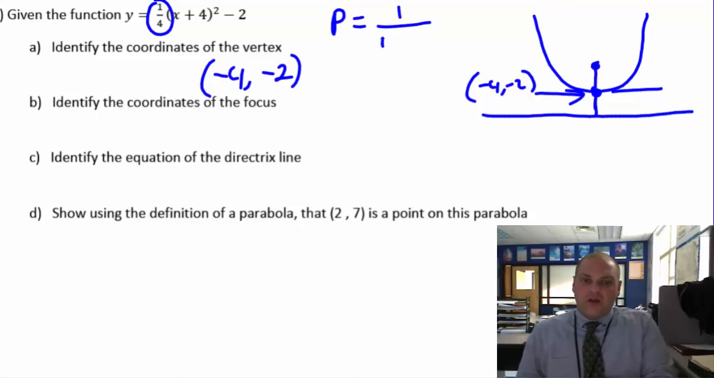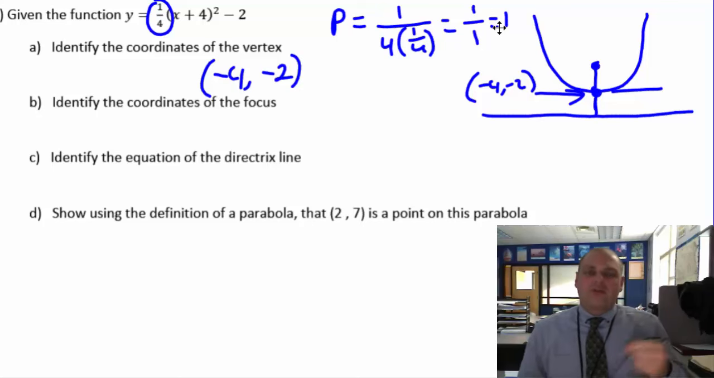P is 1 over 4A. 1 over 4 times 1/4. So it's just 1 over 1, which is 1. 4 times 1/4 is 1. 1 over 1 is 1. P is 1. So my distance is 1. So I go up 1, down 1. Up 1 to the focus.